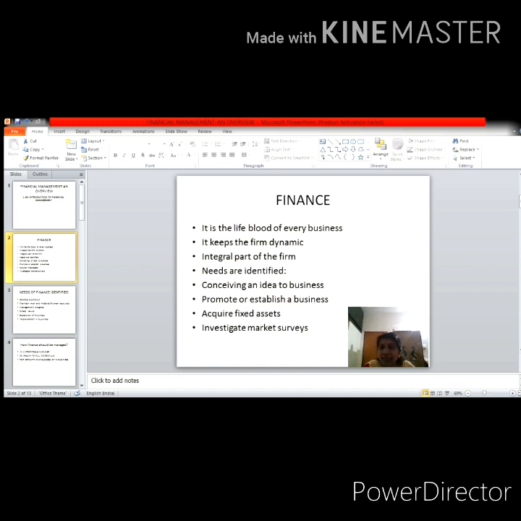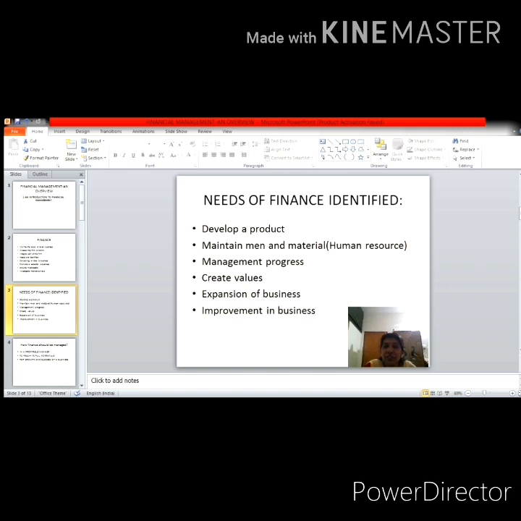Next, to conduct market surveys. For launching a product, finance is needed. Then, to develop a product, finance is needed. To maintain men and material to work, finance is needed. For the management progress, finance is needed. For growth of the management, finance is needed.